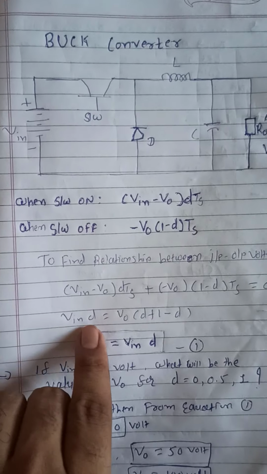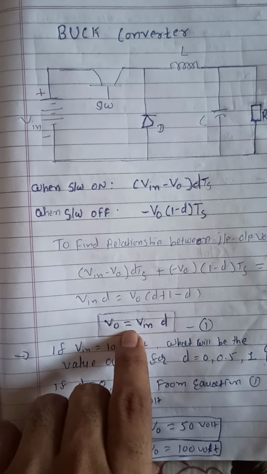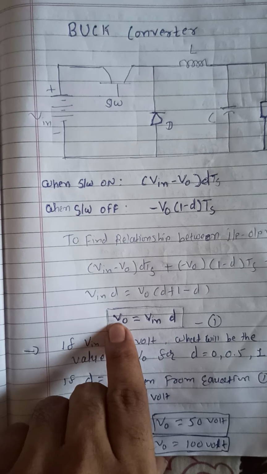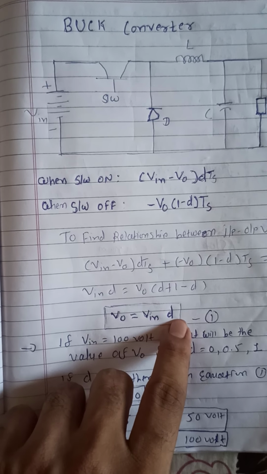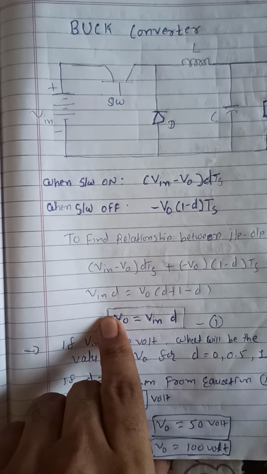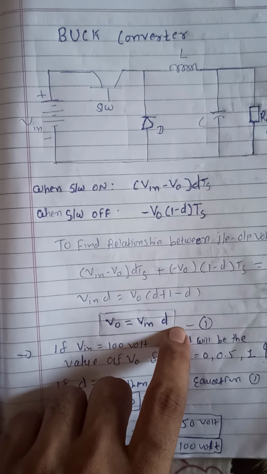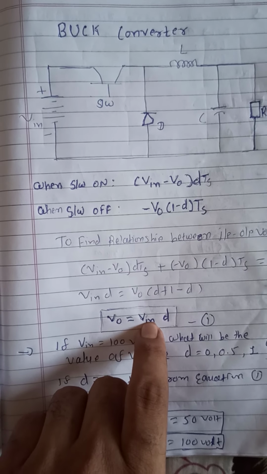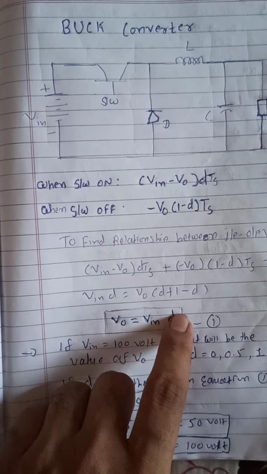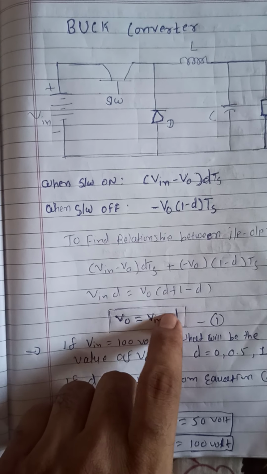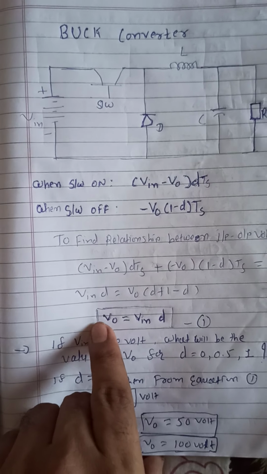So here, in the buck converter, we are getting this relationship: output voltage equals input voltage into D. So the output voltage depends on these two parameters. Which parameters? Input voltage and duty ratio. Input voltage, whatever it may be, 100, 200. Whatever the duty ratio is, accordingly you can convert your output voltage.